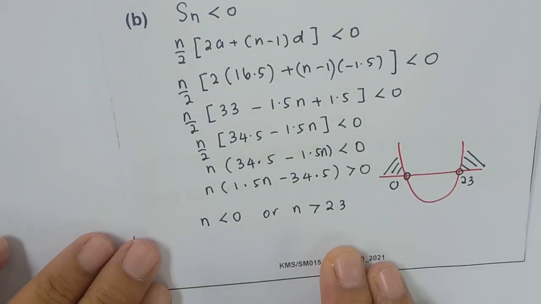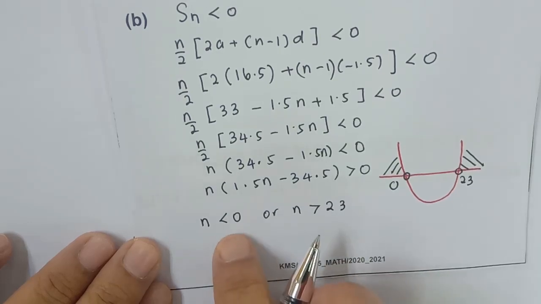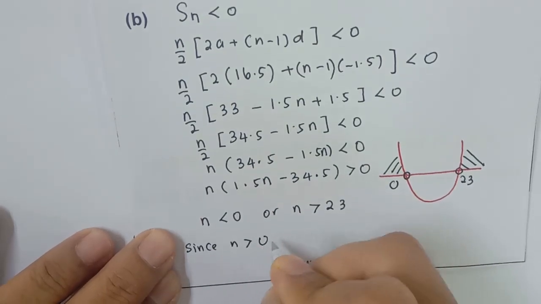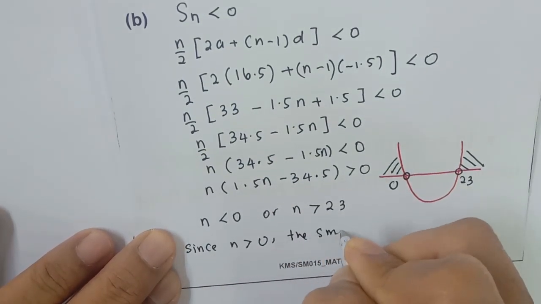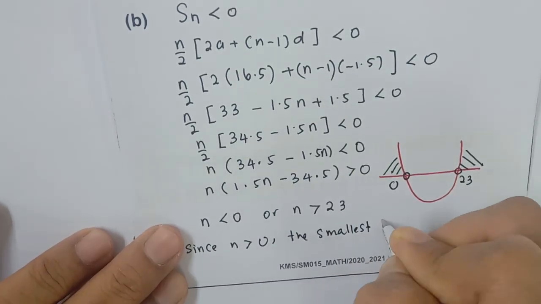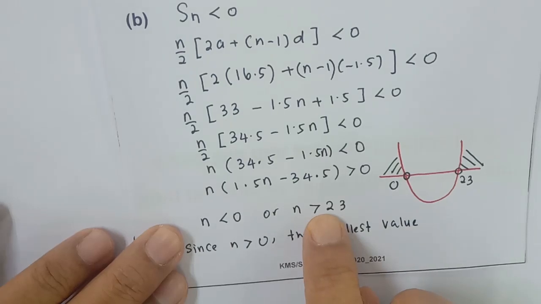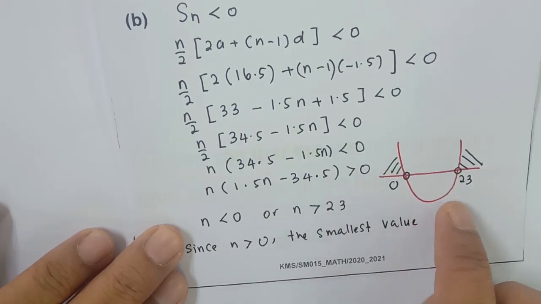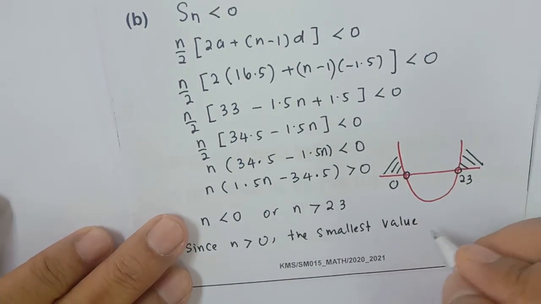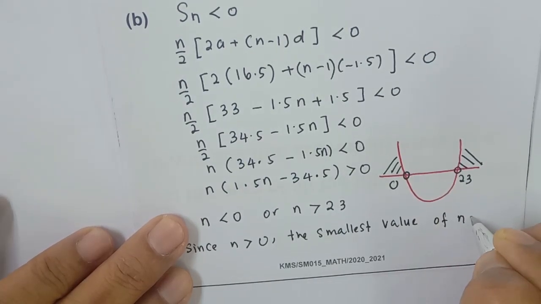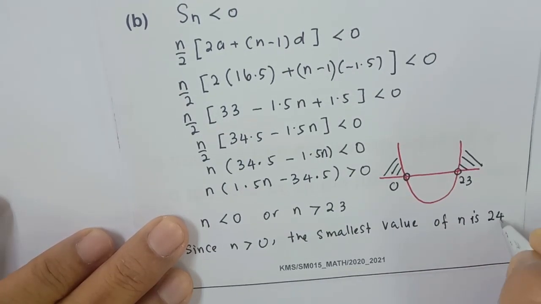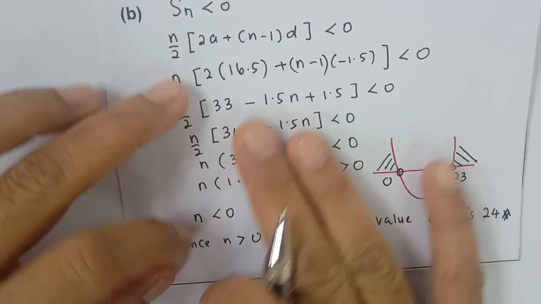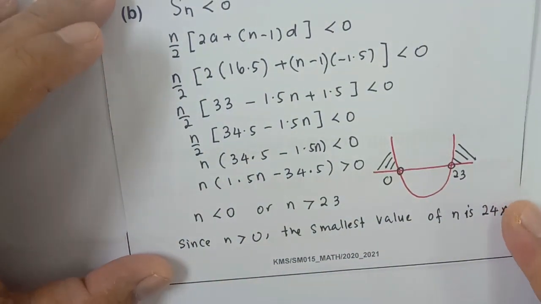Since the value of n must be greater than 0, the smallest value from this interval, n more than 23, starting from 24, 25 and onwards, so the smallest value of n is 24. Okay, so this is the solution for example 1b.